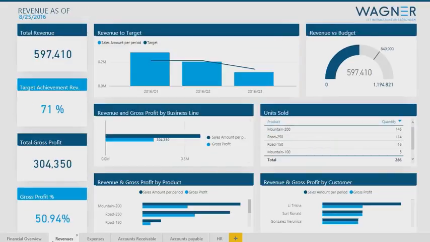Moving on to the revenues page, we also see a comparison to target, as well as information broken down by business line, product, and by customer. A highlight of the revenues page is the ability to drill down to a monthly report for more detail from the default quarterly report.